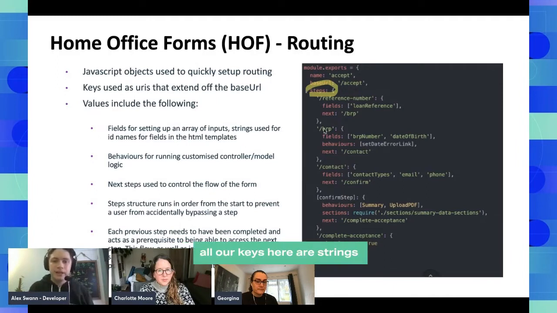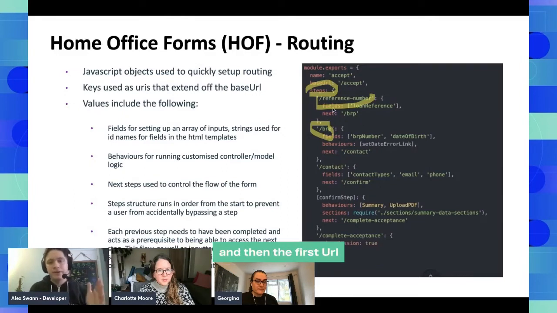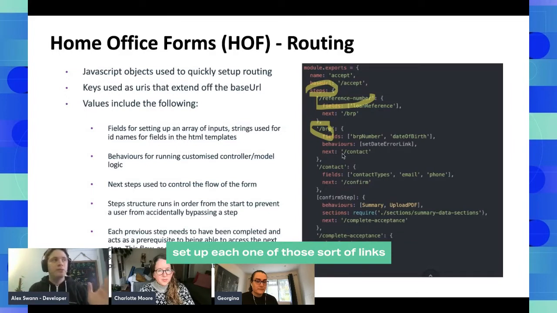So for instance, all our keys here are strings, prefixed with /, reference number, BRP, and essentially if a user was to go onto the first page of, let's say, this service, they would hit the domain name, and then the first URI would obviously be reference number. All the keys along here, including, which obviously in JavaScript you can use variables, set up each one of those links, which link to the other as you continue and move through the form.